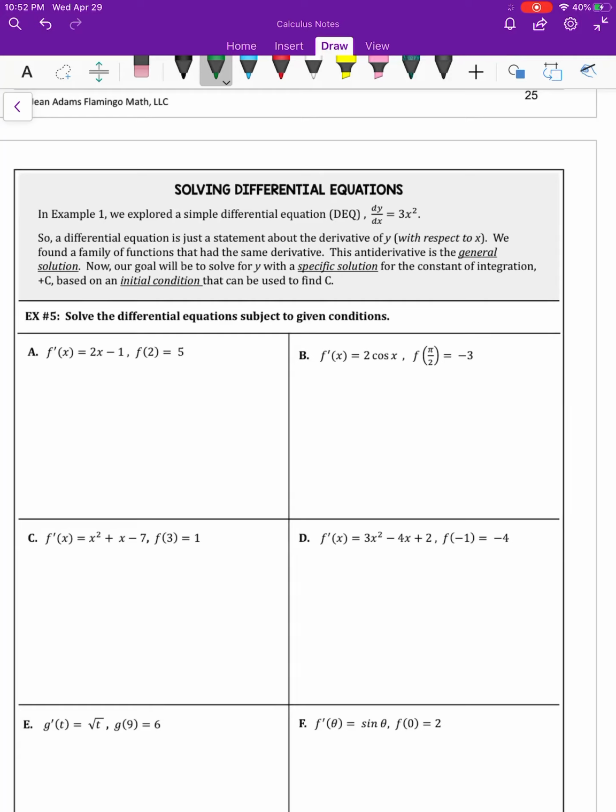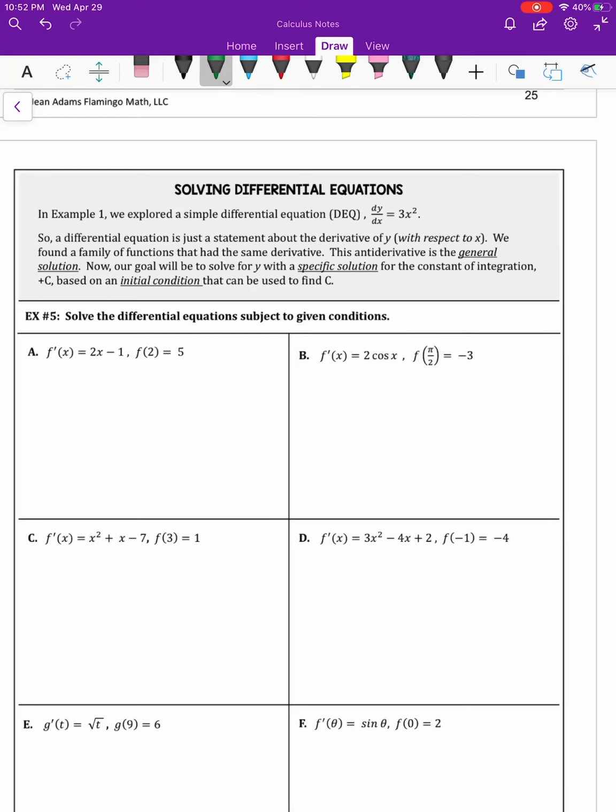And the last thing that we're going to do is solve some differential equations. So in example 1, we explored a simple differential equation, dy dx equals 3x squared. A differential equation is just a statement about the derivative of y with respect to x. We found a family of functions that had the same derivative. This antiderivative is the general solution.